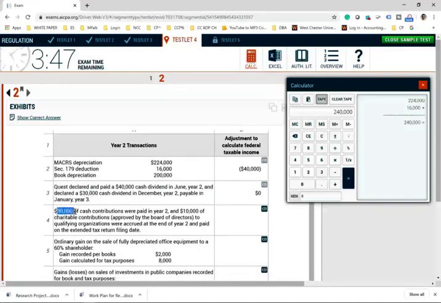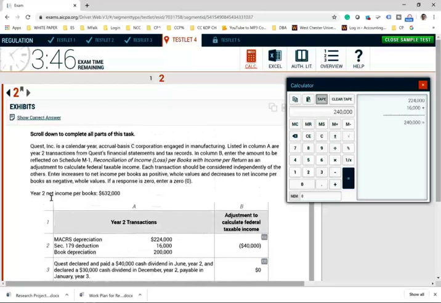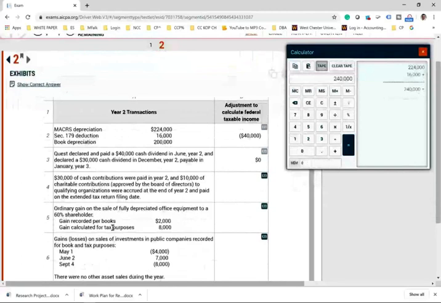Number four, $30,000 of cash contribution were paid in year two, and $10,000 of charitable contribution approved by the board of directors to a qualified organization were accrued at the end of year two and paid on the extended tax return filing date. Okay. Is there an adjustment? No adjustments. Now, obviously the $30,000 cash contribution, definitely it's going to be deducted because, you know, income per book 632. You would assume it meets the threshold. So there's no question about the 30,000. We're not being told anything about any phase out.